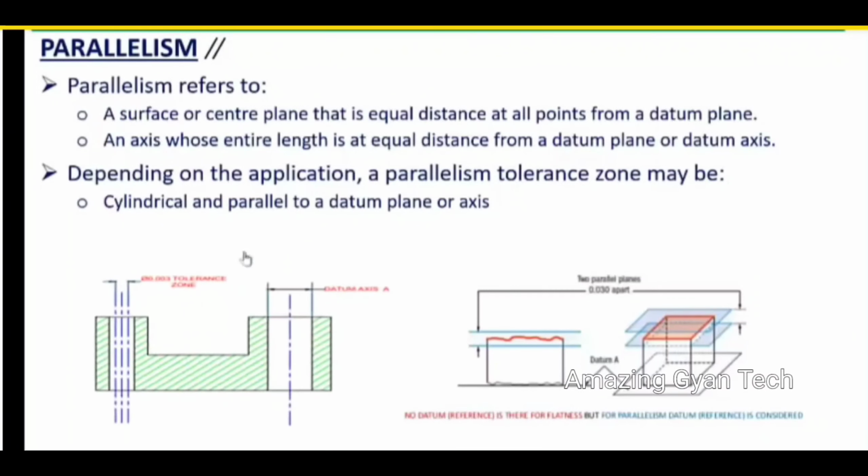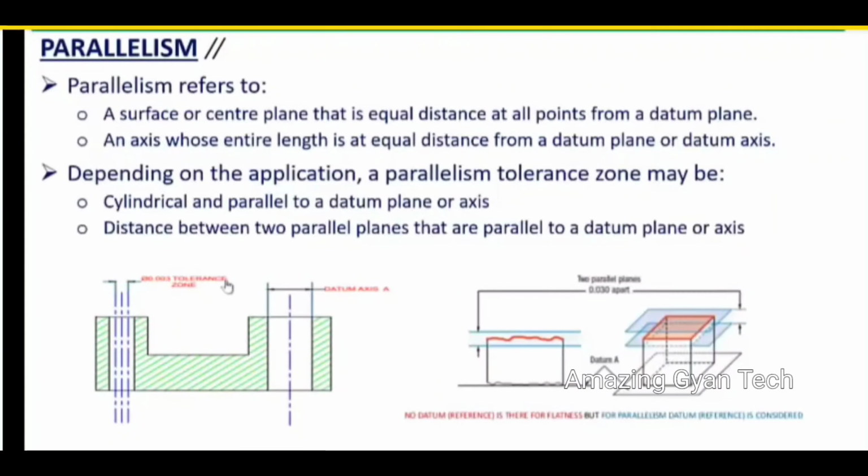Depending on the application, a parallelism tolerance may be cylindrical and parallel to a datum. For example, in this case, the center of this hole becomes the datum axis, and for the second hole we are giving a cylindrical tolerance zone of 0.003. It is saying that the axis of this hole should lie within a 0.003 cylindrical tolerance zone with respect to datum axis A. Again, it can also be between two parallel planes that are parallel to a datum plane.